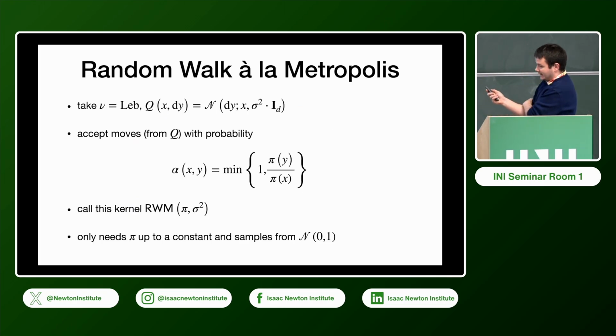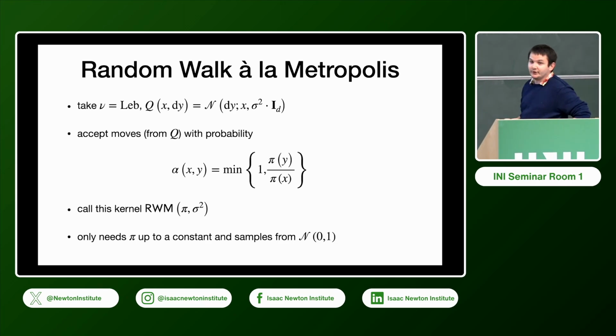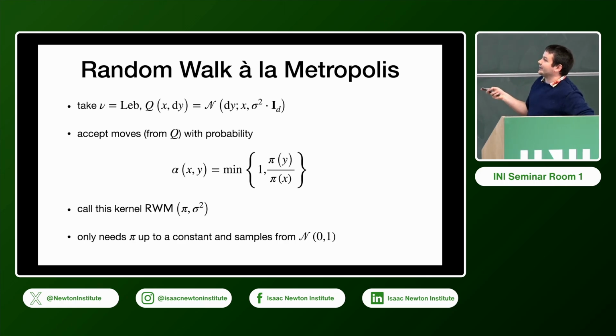One of the simplest things you can do in this world is, as I said, we're working with distributions that have a density on R^d. So if I have a density, I can take the reference measure to be the Lebesgue measure. And what's the simplest way to leave the Lebesgue measure invariant that doesn't involve doing nothing at all? A random walk. For me, it's convenient to be a Gaussian one, but it's not structurally very important.